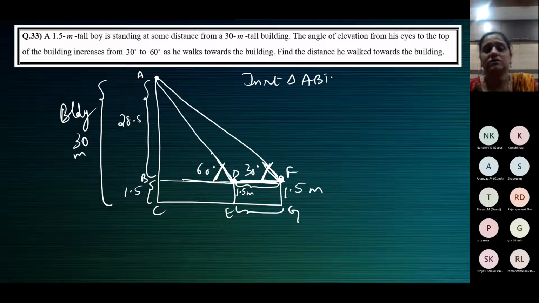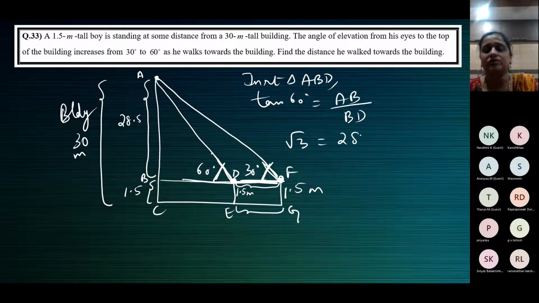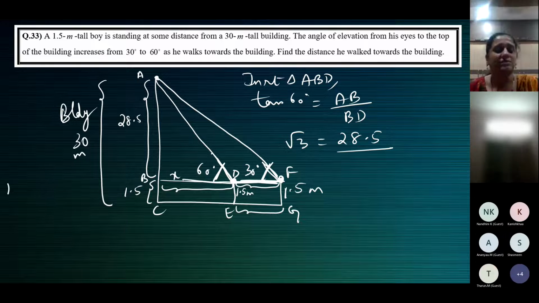So in right triangle ABD, tan 60 degrees is equal to opposite, opposite is AB, by adjacent BD. Tan 60 is √3, AB is 28.5, by BD. You can call it X if you want, or you can have it as BD itself. I'm marking that as X. Let BD be X.